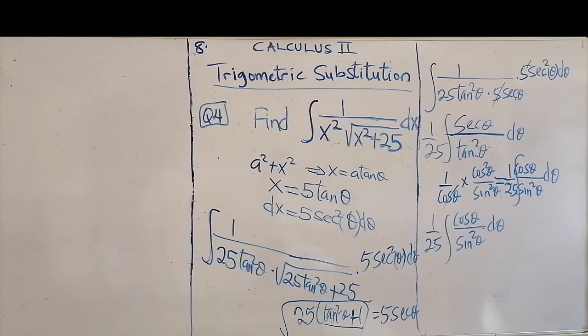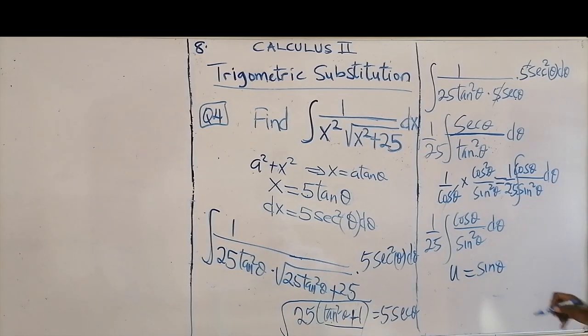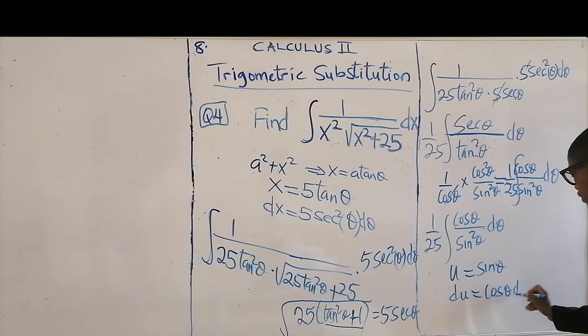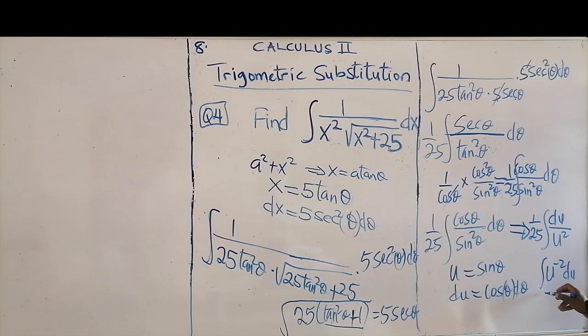Then d theta. In that case, I think we can use the u substitution. u is sin theta. Then du is equal to cos theta d theta. This expression will now become 1 over 25, integral of cos theta d theta, which is du, all over u squared. And this will be equal to u to the power minus 2.